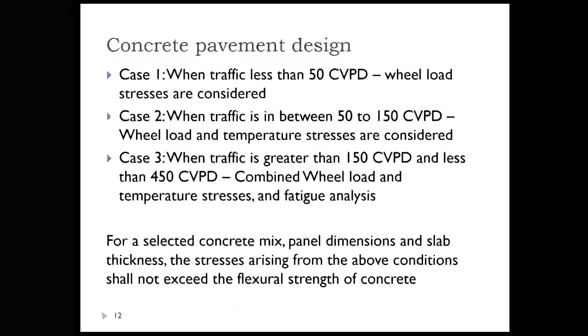Okay, so the idea behind these three conditions is, say for example, when I'm considering case 1, there is a less likely chance that I would actually get the critical combination of temperature induced stresses and wheel load induced stresses at the same time. That is why in case 1, I only design the slab by considering only my wheel load stresses. Whereas when my traffic volume increases, when it is between 50 to 150 cvpd, we analyze the wheel load stresses and temperature stresses together. Both are considered. In case 3, apart from wheel load and temperature induced stresses, we also do a fatigue analysis.